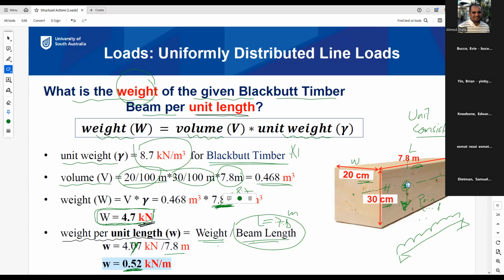Is that okay? Do you understand the difference between weight and weight per unit length?